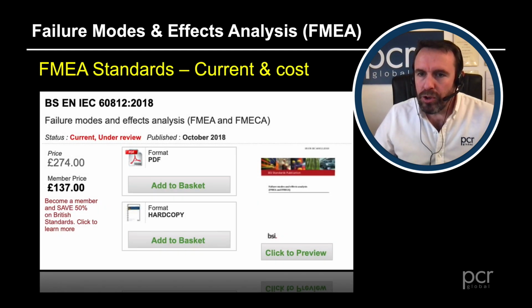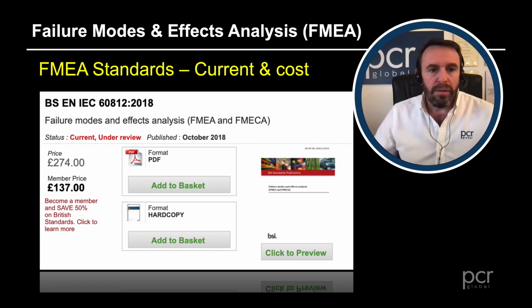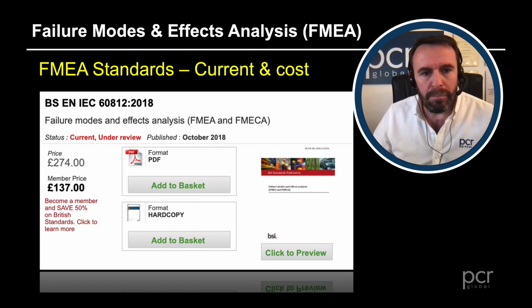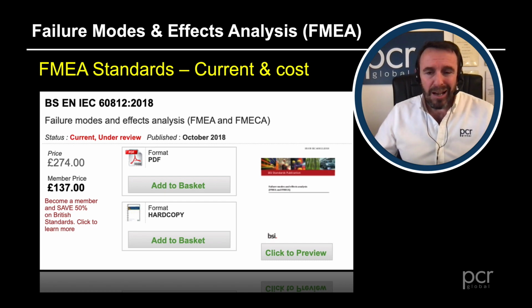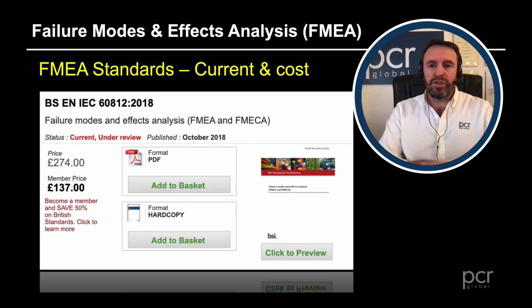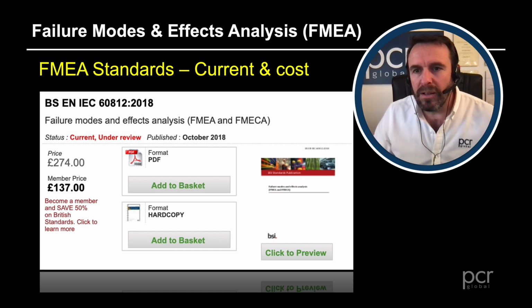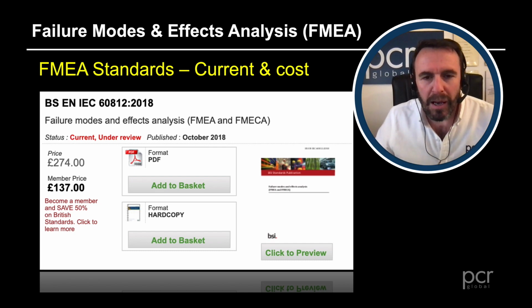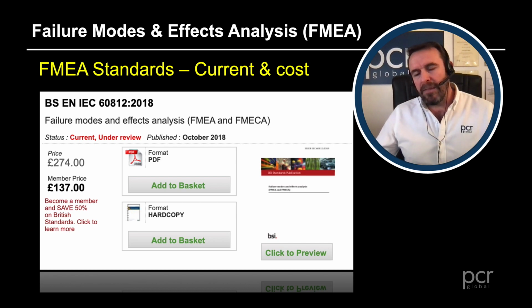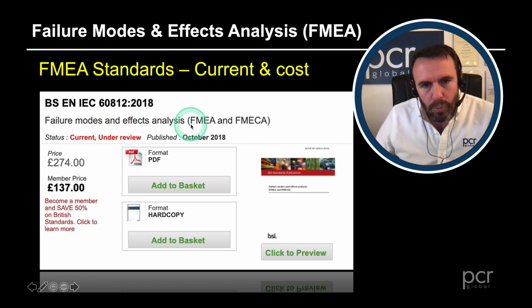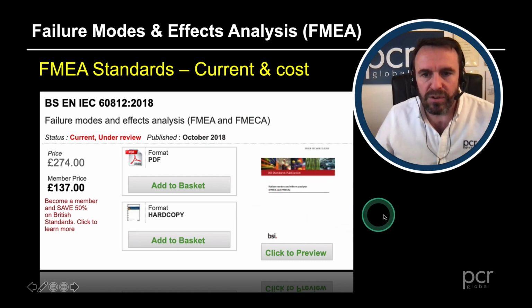If we were to purchase the standard currently, which is under review, then we're going to be looking at, if you remember, £137. I currently don't have this new standard, so I suppose I'm actually now going to ask Andrew Collins if he'll purchase this for me. I've got the old 2006 standard, and interestingly, in the names of the standards, we now have FMECA actually listed in the name on the front of the standard.